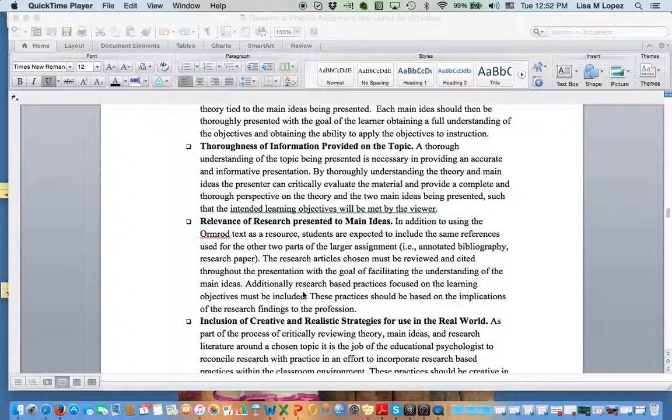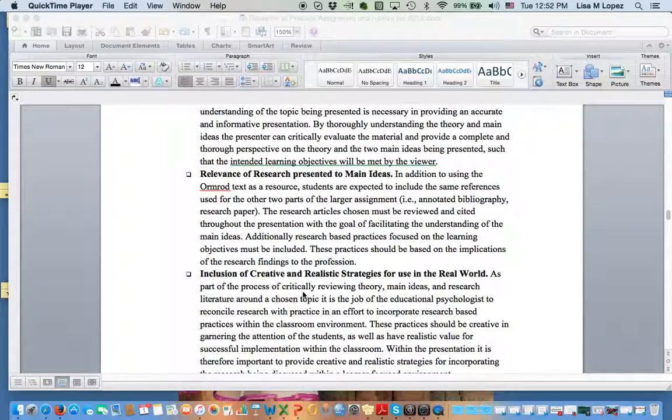So another criteria is really the thoroughness of the information that's being provided. You want to make sure that there's enough information provided, that it's accurate, that it's informative. You want to make sure that it's evidence-based. So using Ormrod as a resource is okay, especially when you're talking about theory, but you're expected to include the same references you've been using throughout, and more if necessary. So I should be seeing those same references from the annotated bibliography and mini research paper showing up again in this presentation.